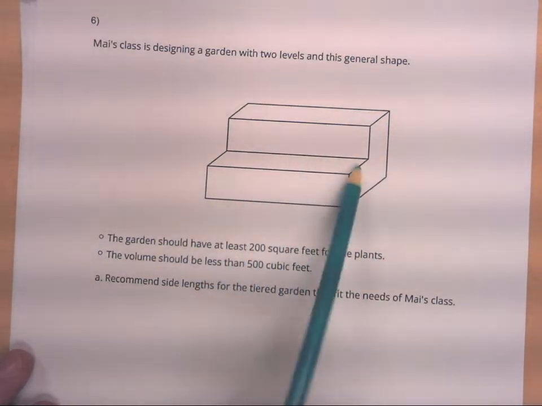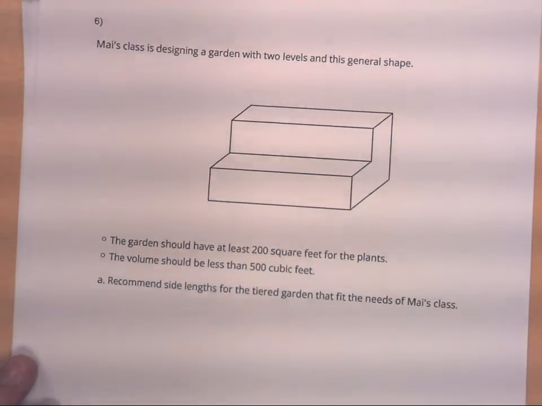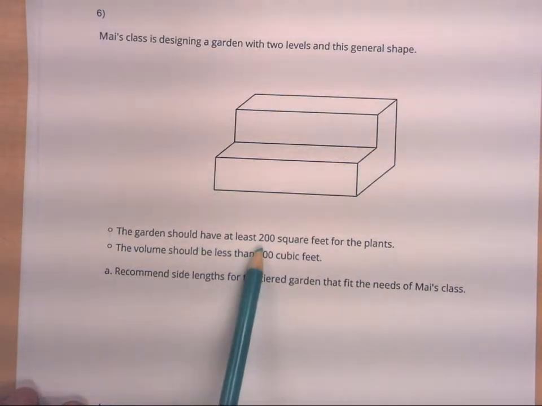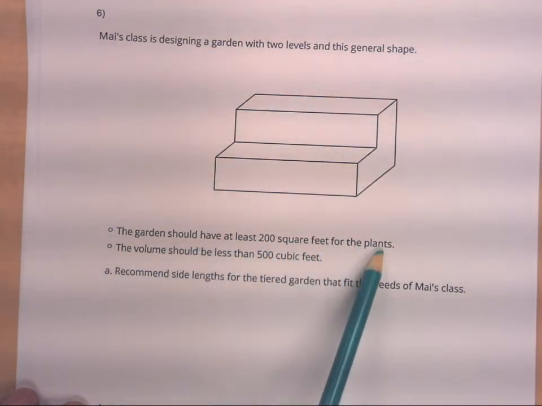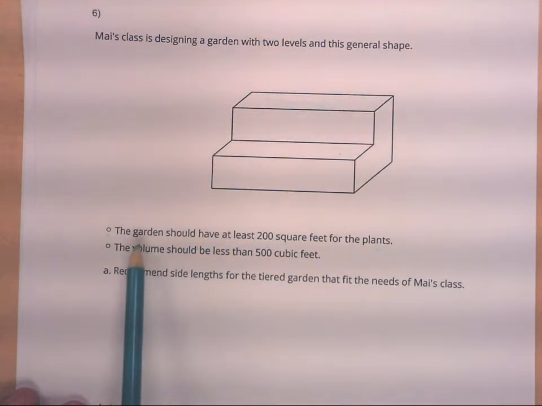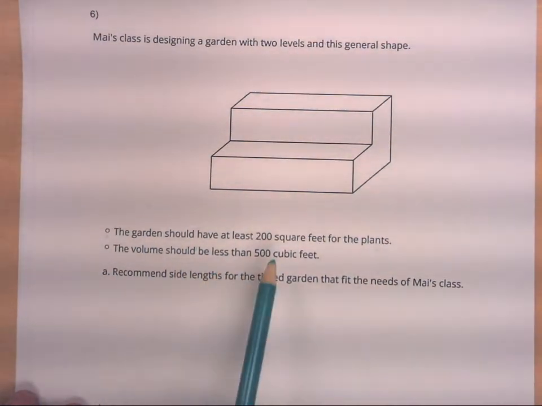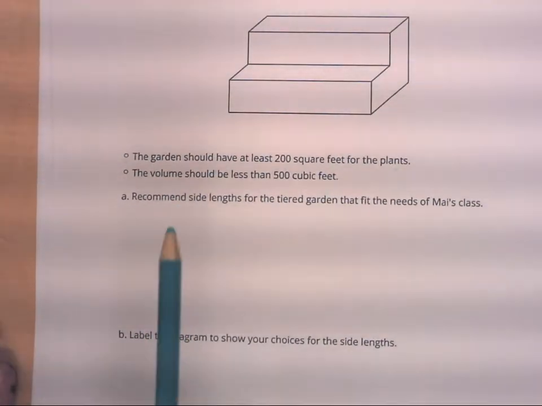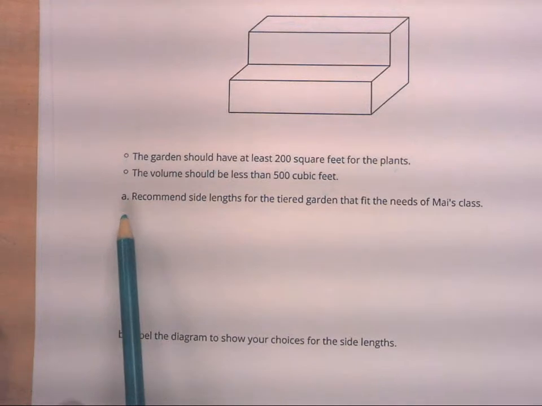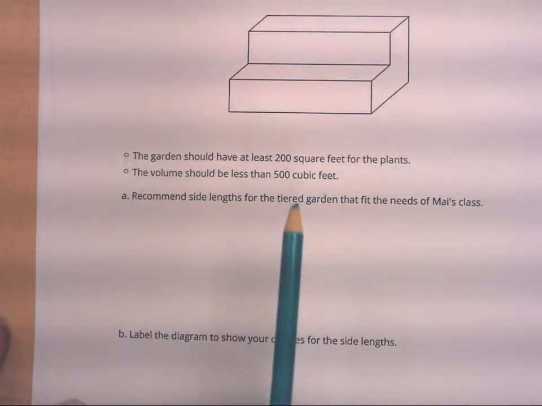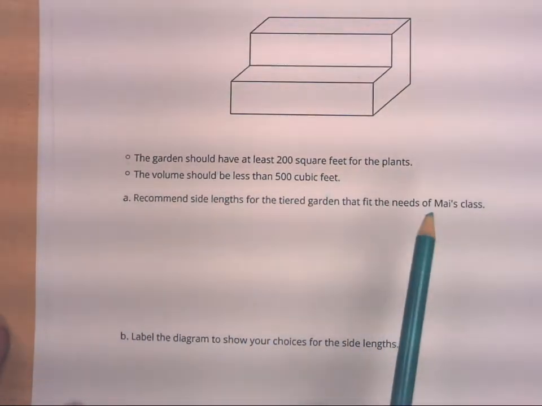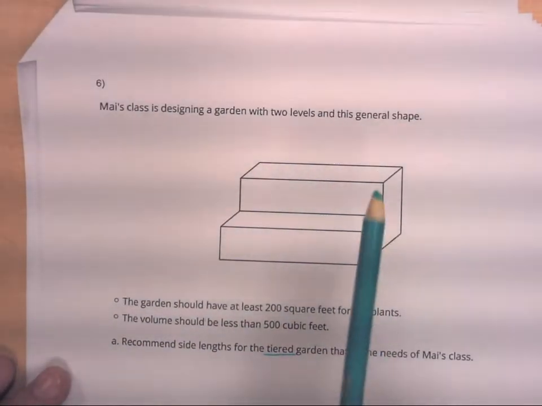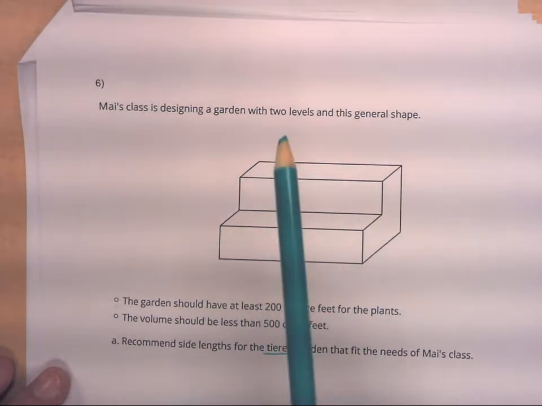And we see there's, here's one level and here's another level. So, we are told that the garden should have at least 200 square feet for the plants. We are also told that the volume of this garden should be less than 500 cubic feet. So we have two tasks associated with this question. Task A, we need to recommend side lengths for the tiered garden that fit the needs of May's class. Now this word tiered simply refers to the fact that there are two levels.